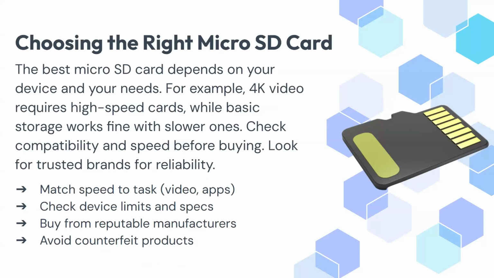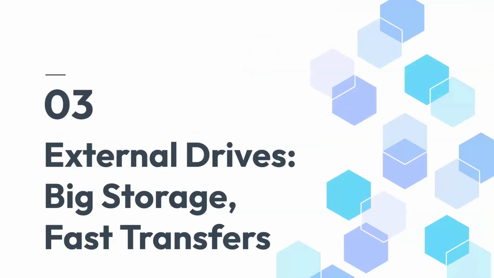So, choosing the right micro SD card. The best micro SD card depends on your device and your needs. For example, 4K video requires high-speed cards, while basic storage works fine with slower ones. Check compatibility and speed before buying. Look for trusted brands for reliability. So match speed to tasks, like videos, apps, and, like we said, 4K video. Check the device limits and specs. Buy from reputable manufacturers and avoid counterfeit products.